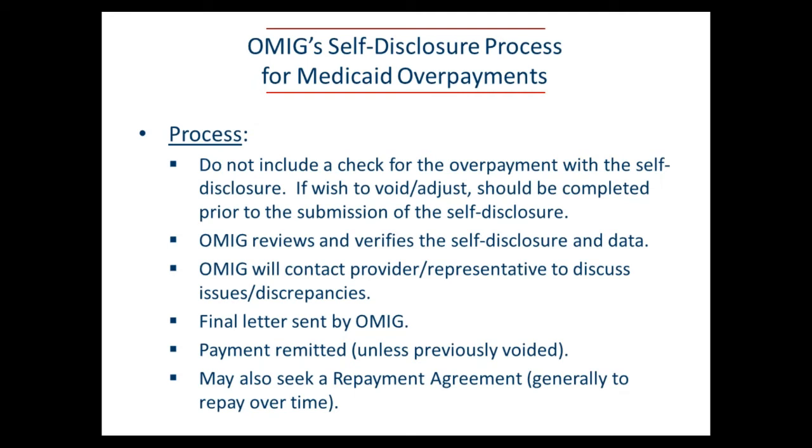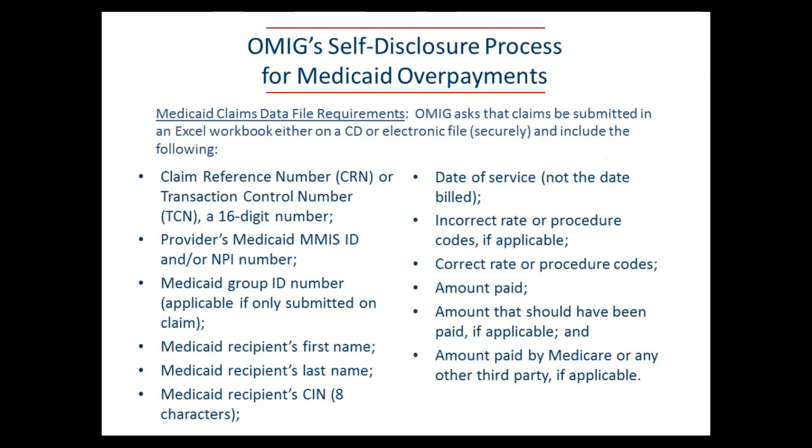Once those are all resolved, they'll send a final letter asking for repayment, and you will remit the payment, of course, unless there's been previous voids. There's also the possibility of a repayment agreement, and depending on the size and scope of your self-disclosure, if you want to repay over time, OMIG is willing to do that, often without interest. So that's a good thing.